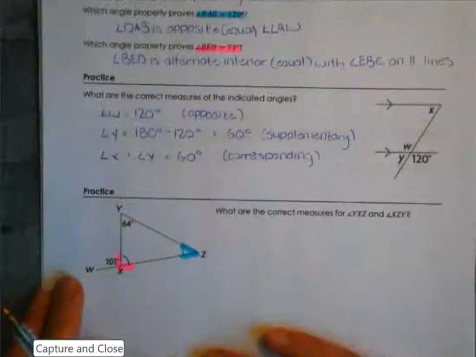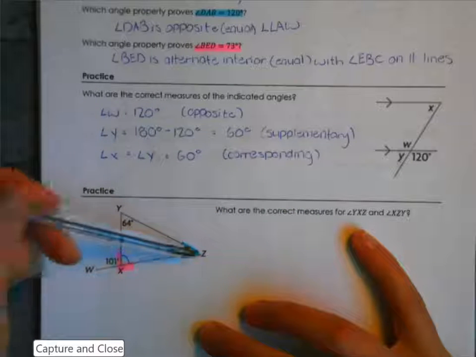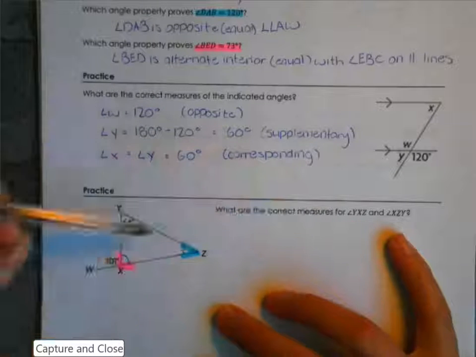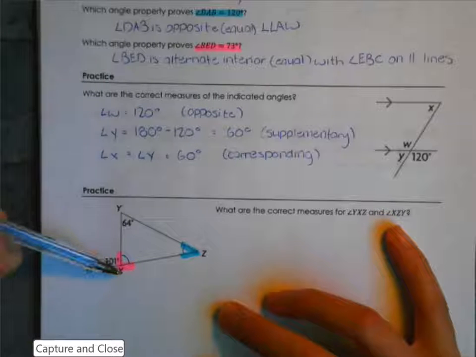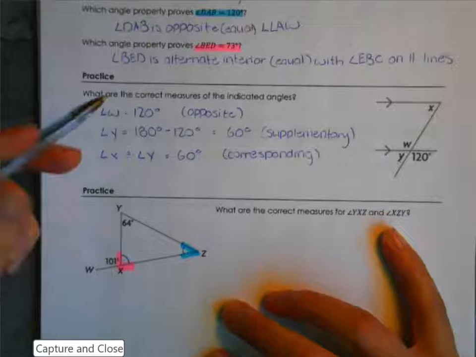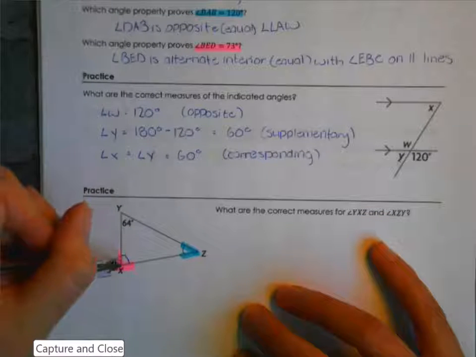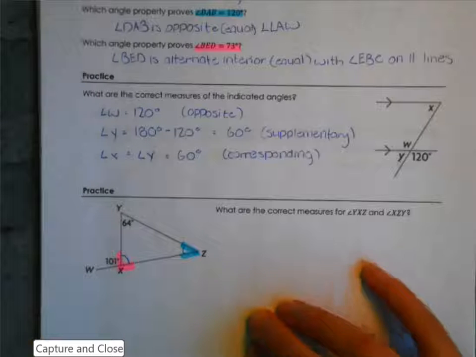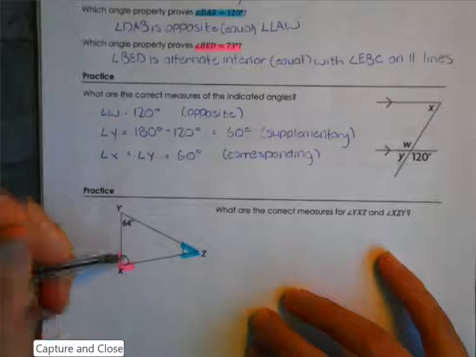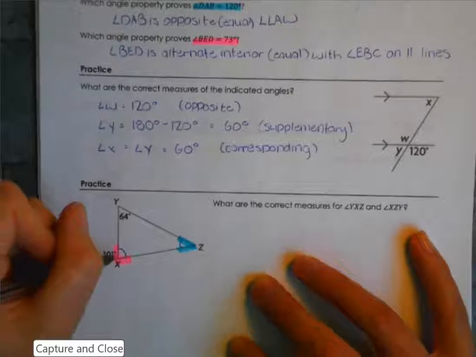I think this was the last one of our practice ones. So what are the correct measures for y, x, z, so this pink angle, and x, z, y? So x, z, y is this blue angle here. So let's have a look first at y, x, z. How could we determine what this measurement would be? If you want, you can pause the video, see if you can solve this on your own first, and then come back and see.